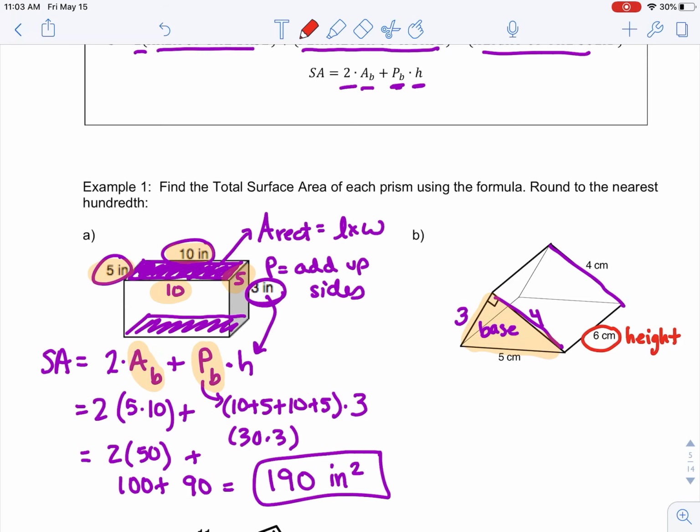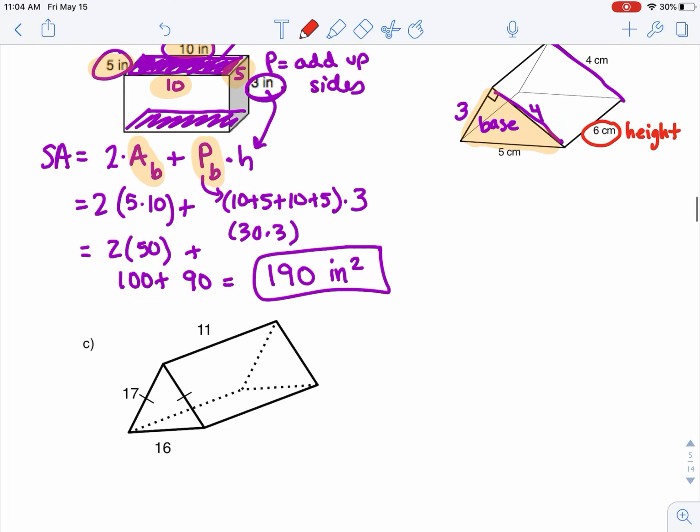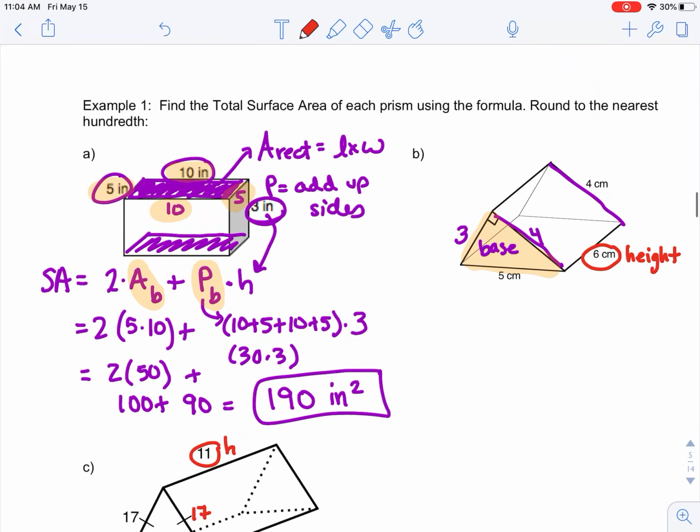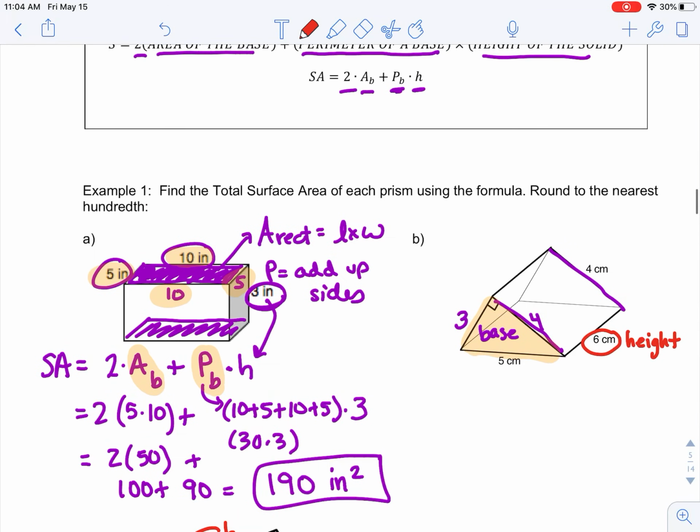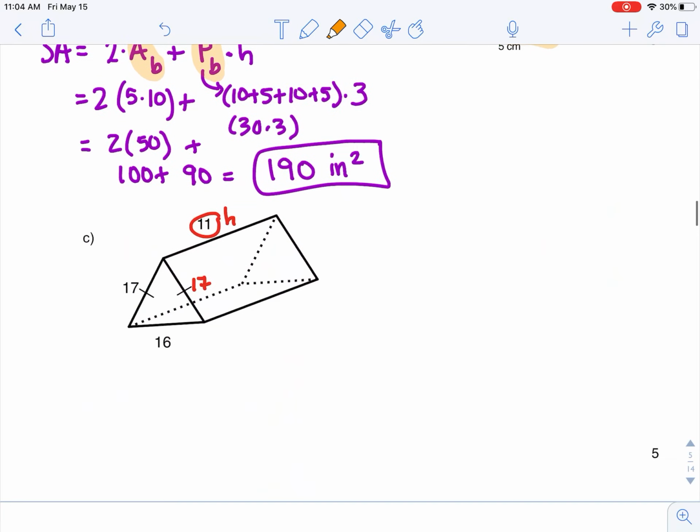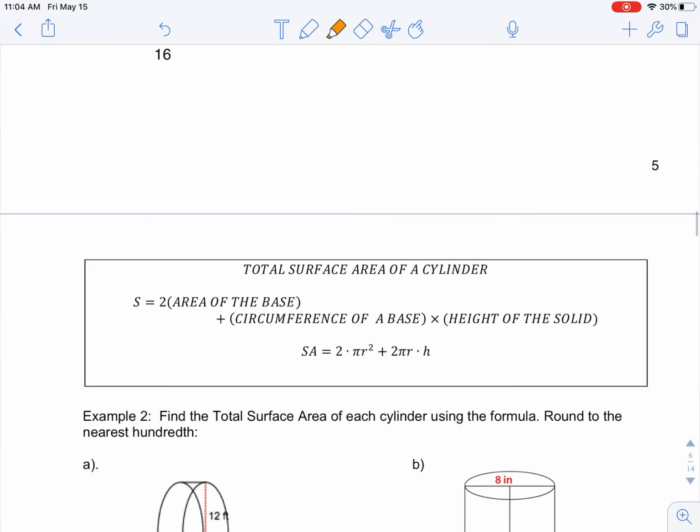Okay, so that's how you want to do total surface area for prisms. Same thing with C. This is 17, right? And this is the height, okay? And then you might want to check the answer key to find the area of that base. Okay, so that's our formula. You don't have to memorize it. You just have to be able to look back and find it and use that formula for surface area of a prism. All right, so let's go on to page 6.